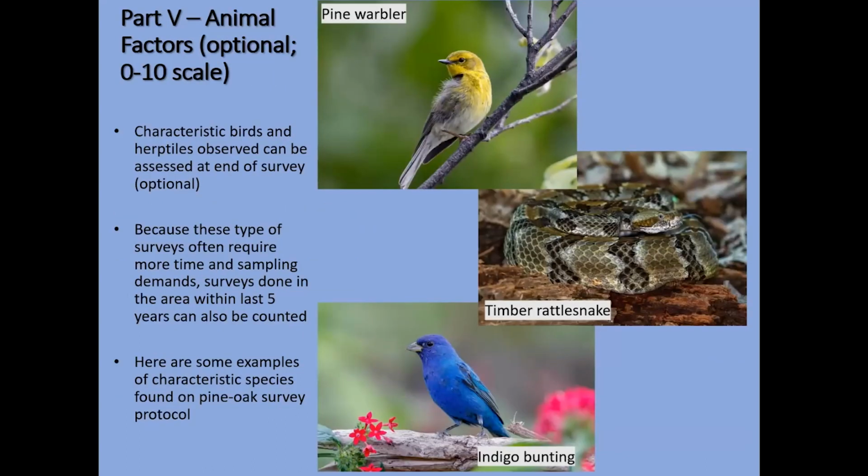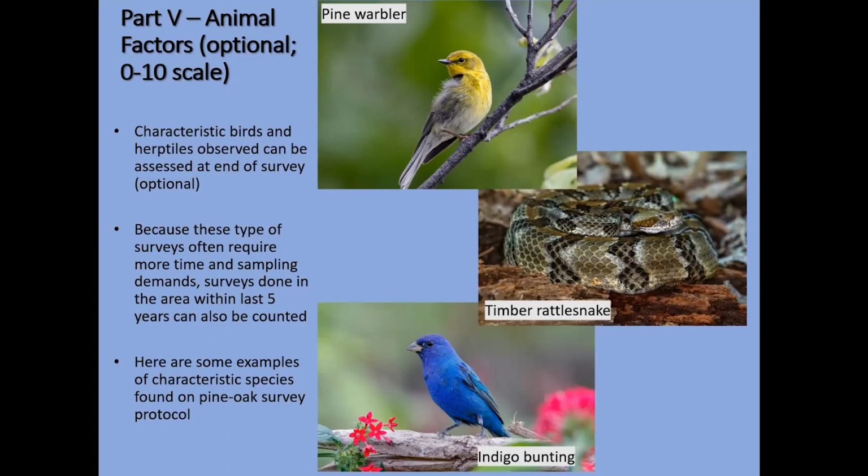There is a fifth portion looking at animal presence, and this is not included in that 100 points. So in theory, if you had all of these, you could have up to 110. So we look at bird and herptiles observed at the end of the survey. But obviously, these are going to require more time and sampling demands.